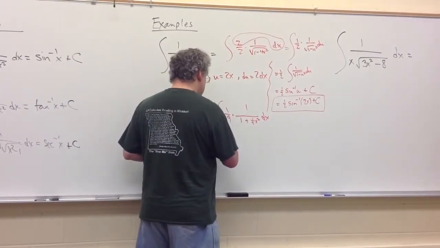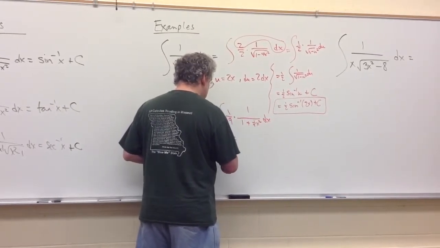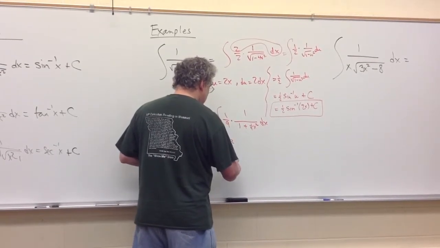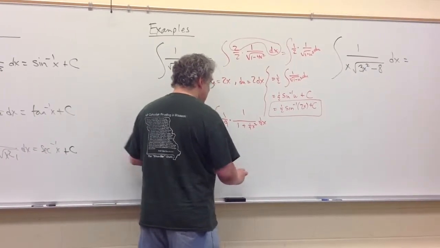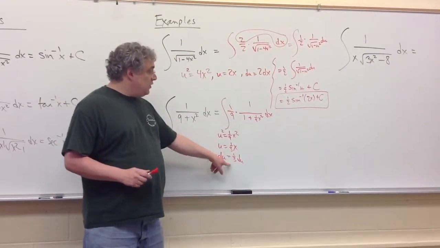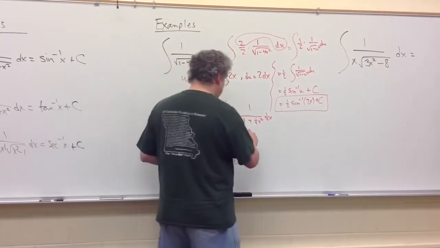This one, u squared is 1/9 x squared, so u is going to be 1/3 of x. So du is going to be 1/3 dx. I'm going to pull the 1/9 out. I need a 1/3 up here. So 1/3 of here, 1/3 of here. So actually, let me wait on pulling the 1/9 out.